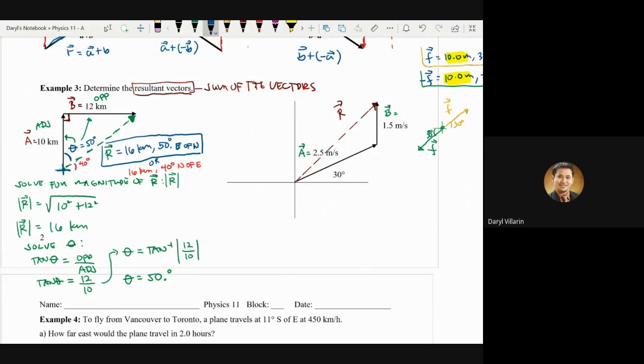Break down each vector to its x and y components. Okay, so that's the first thing that you need to do. So that means that for vector A, I know that it has x and y components.